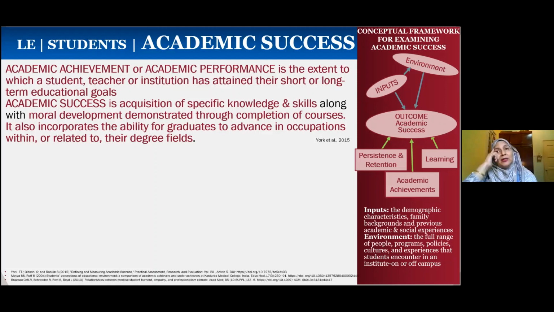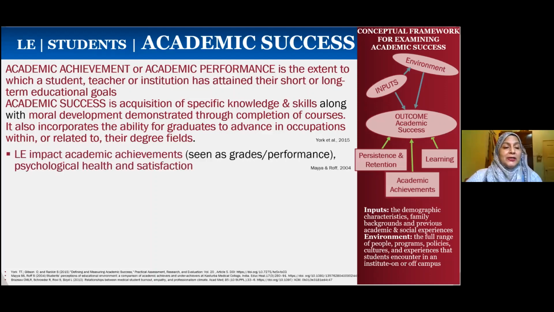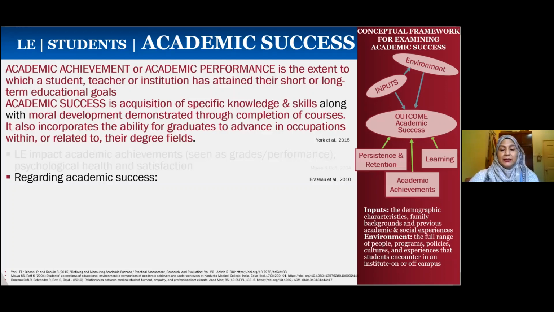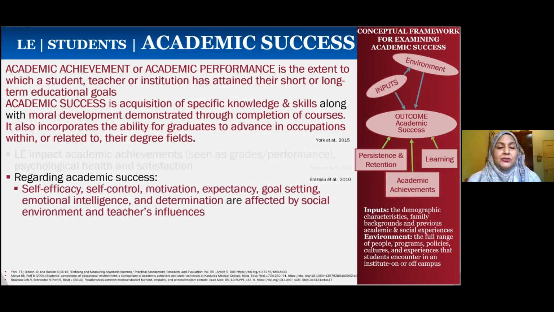For example, if a doctor becomes a doctor, spending so much time, and after that starts doing a business, practically that is not academic success. He or she has achieved the qualification, but is not successful in pursuing that career. Learning education impacts academic achievement, seen as grades and performance, psychological health and satisfaction. Regarding academic success, self-efficacy, self-control, motivation, expectancy, goal setting, emotional intelligence, and determination are affected by the social environment and the teacher's influence. All these will be affected by teachers' motivation of the students, and how they handle the students.